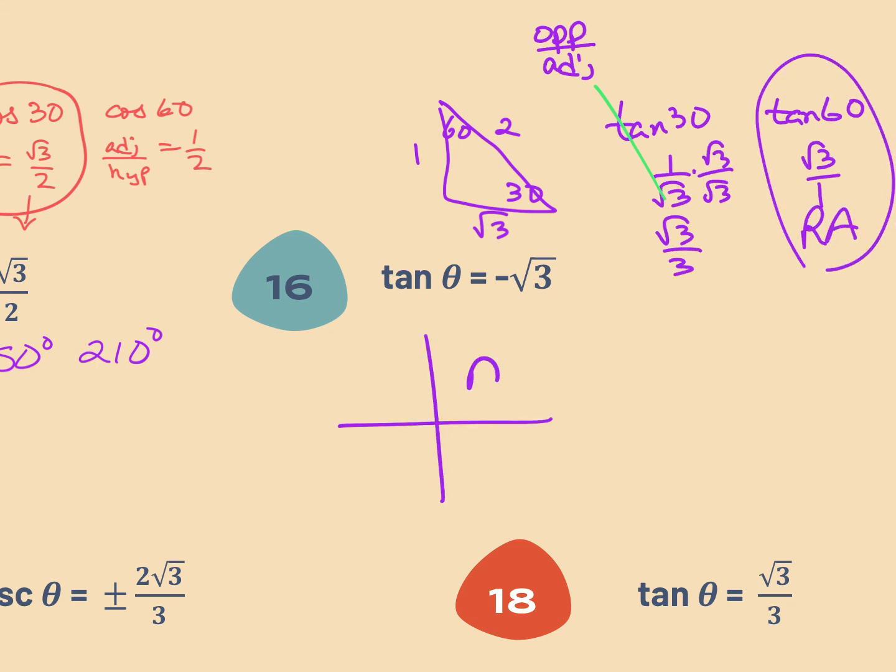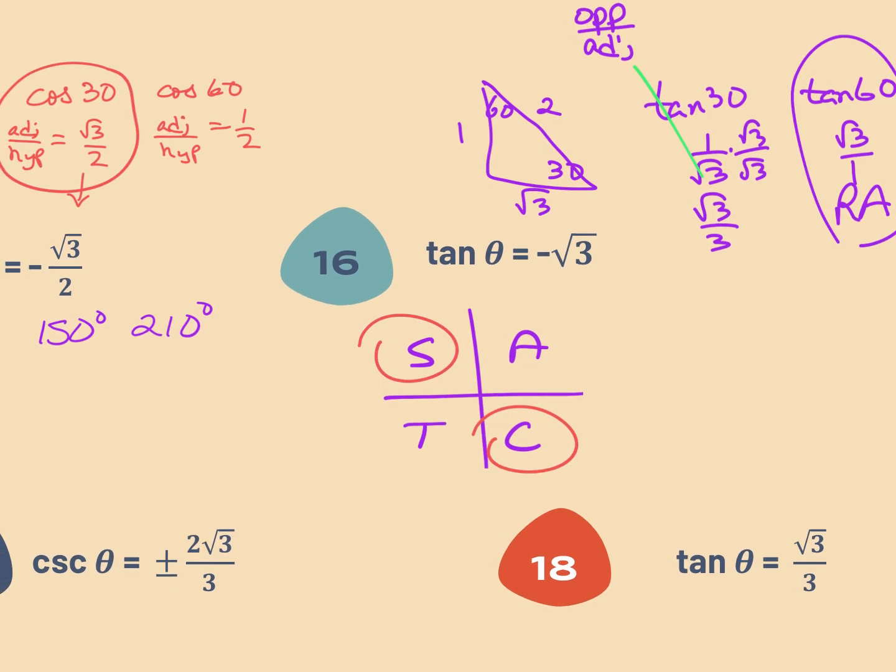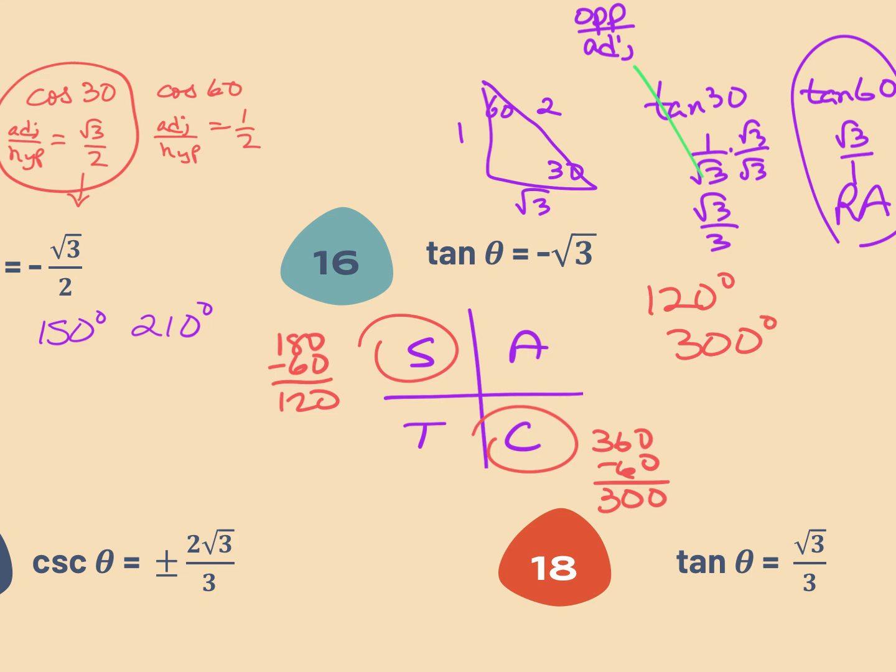So again, all students take calculus. Tangent is negative here and here. So again, you're going to take 180 subtract 60, 360 subtract 60. So the two angles here, once you subtract this, you get 120. Over here, 300. So the two angles where tangent is equal to negative square root 3 are going to be 120 degrees and 300 degrees.